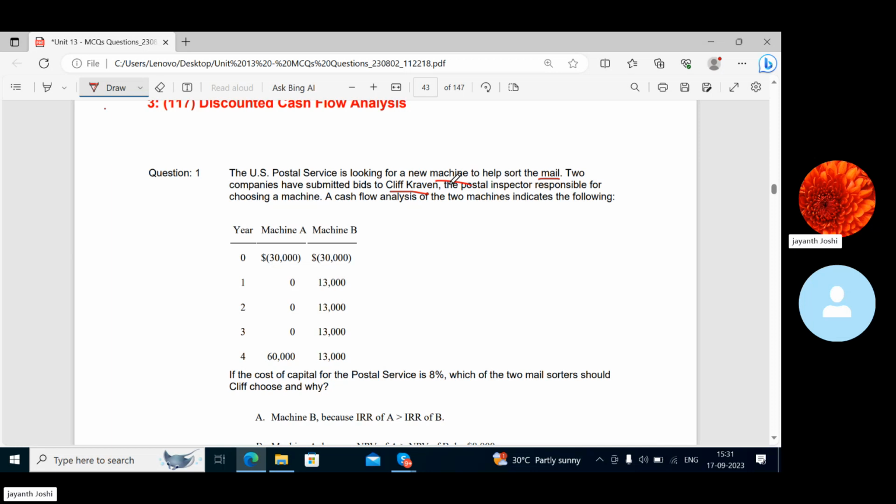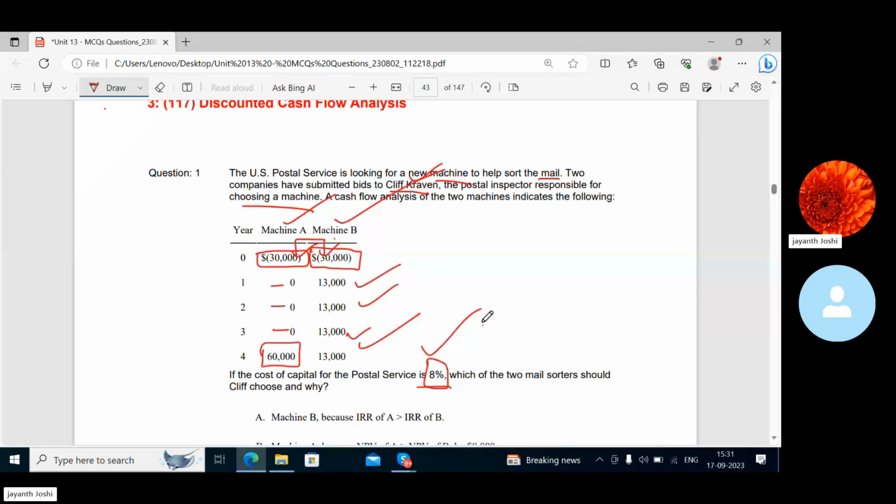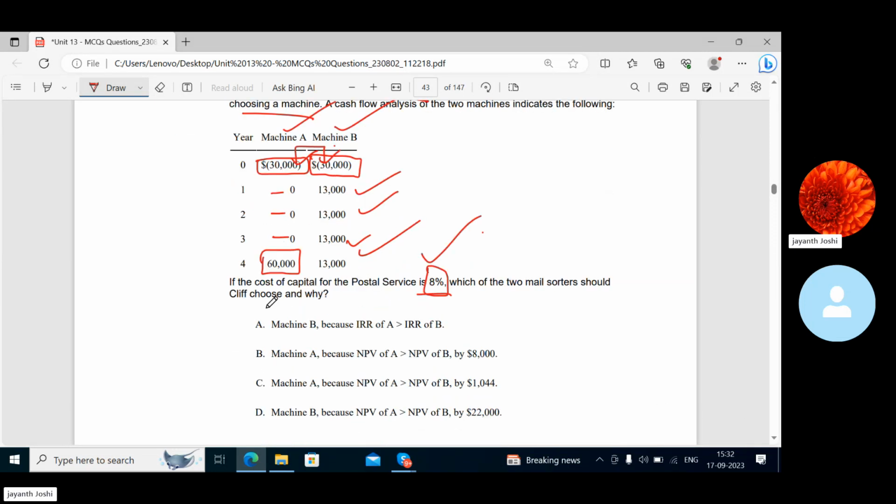They are now asking, if the cost of capital for the postal service is 8%, that is the required rate of return. If you take that machine and generate some cash flows, some return, everyone will be expecting some return from an investment. And which of the two sorters should Cliff choose and why?